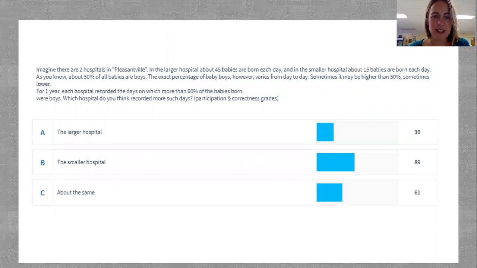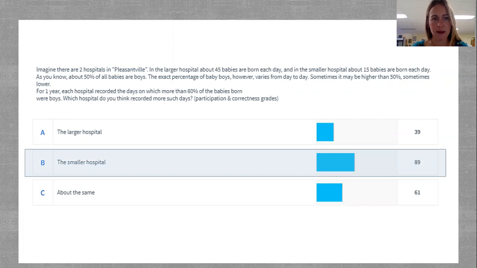Well, when I posed the question to our class at 2P52 last year, here are the answers they gave. If you thought about the same, you're not alone. This is actually the answer that most of the participants in that original study by Tversky and Kahneman reported. But the answer is not that. The answer is actually the smaller hospital.